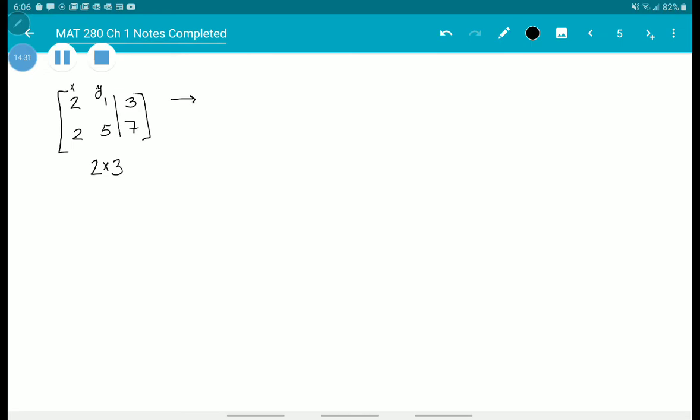So what are the equations that are produced from the system? Well, we have a 2x, and we're going to have a 1y. This is where the equals is, so that's going to be equal to 3. And then we're going to have a 2x plus 5y, and that's going to be equal to 7. So there's the system produced by that matrix.